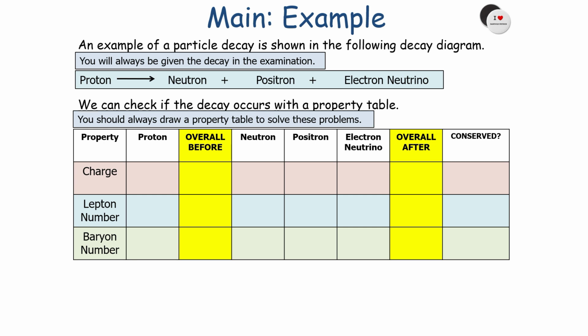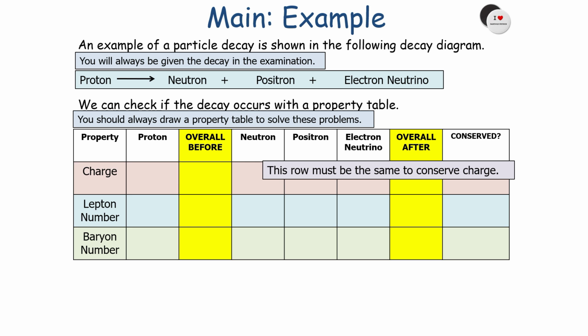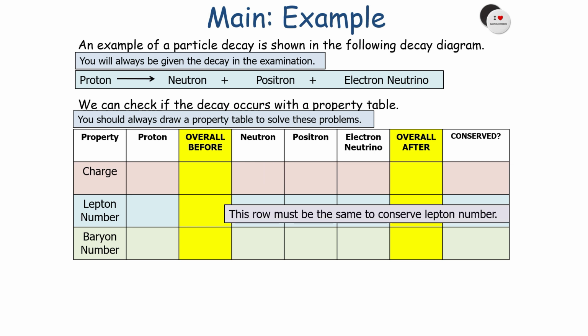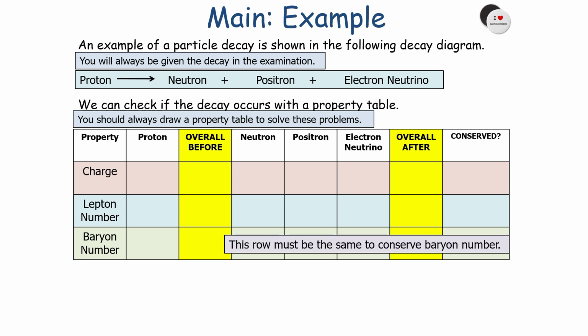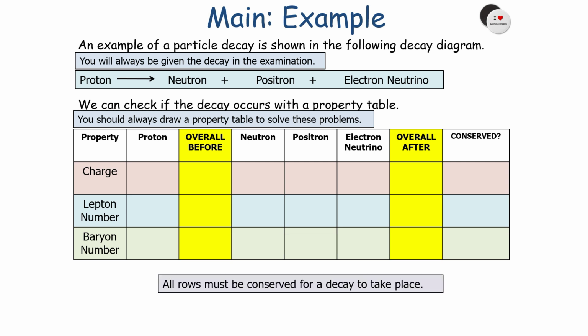So what you will do is, if you're given a decay in an examination, you've got to check if the decay occurs by drawing a property table. So you look at the charge. Now the row has to be the same before and after to conserve charge. The row has to be the same before and after to conserve lepton number, and this row has to be the same before and after to conserve baryon number. So all rows must be conserved for a decay to take place.